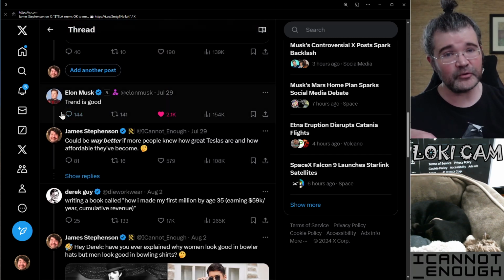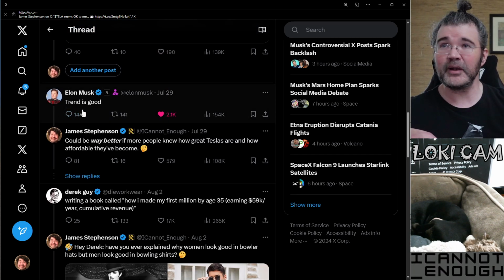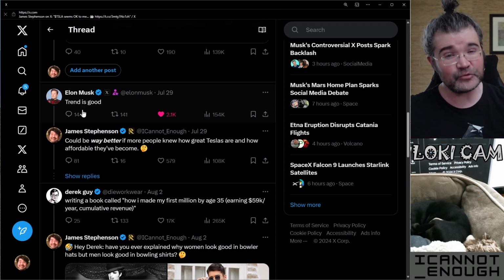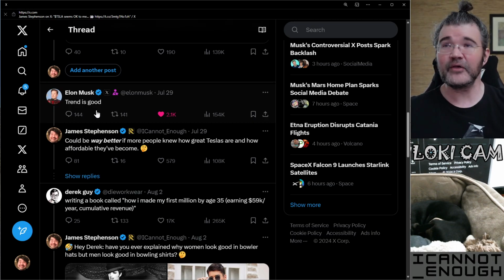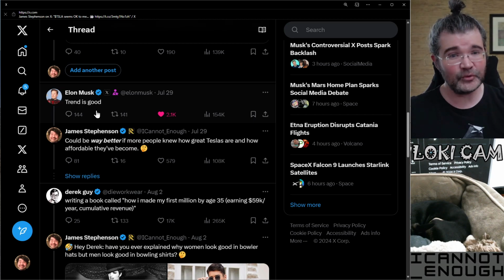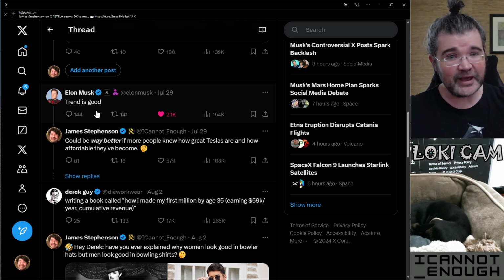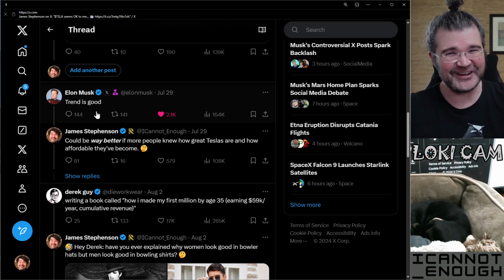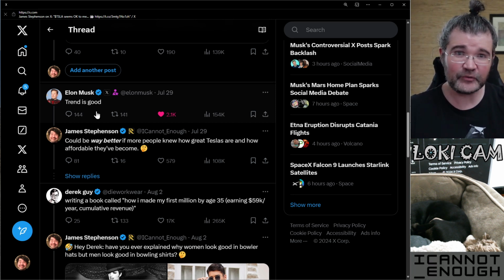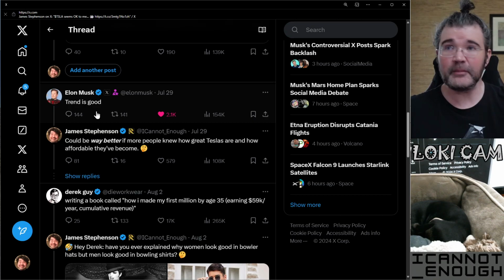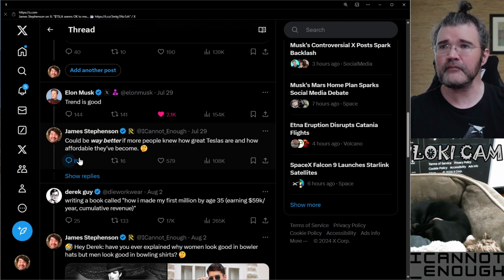Elon Musk knows how to read the trend of a cumulative chart. He replied, trend is good. And he's right. The trend is good. Tesla keeps breaking quarterly revenue records more than half the time when Tesla reports revenue. Over the past 10 years, it's been an all-time quarterly record. That's pretty good. Most companies don't manage that.